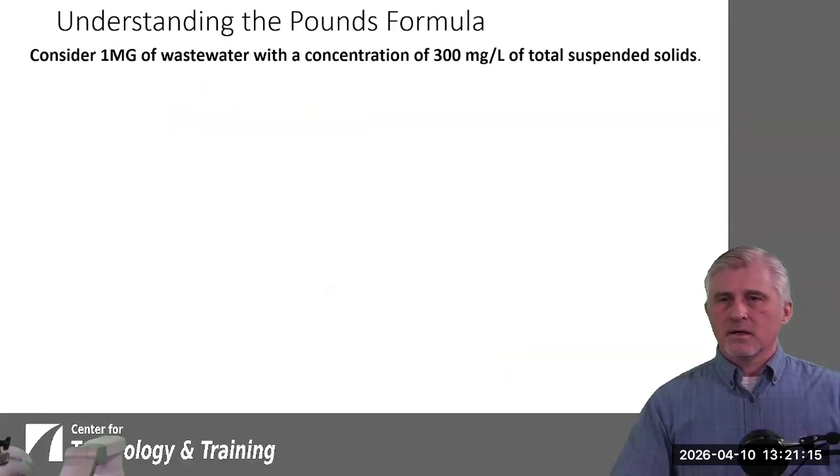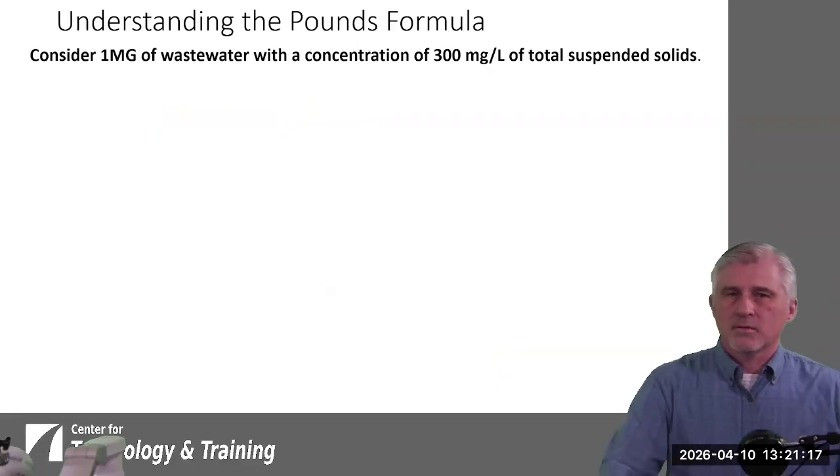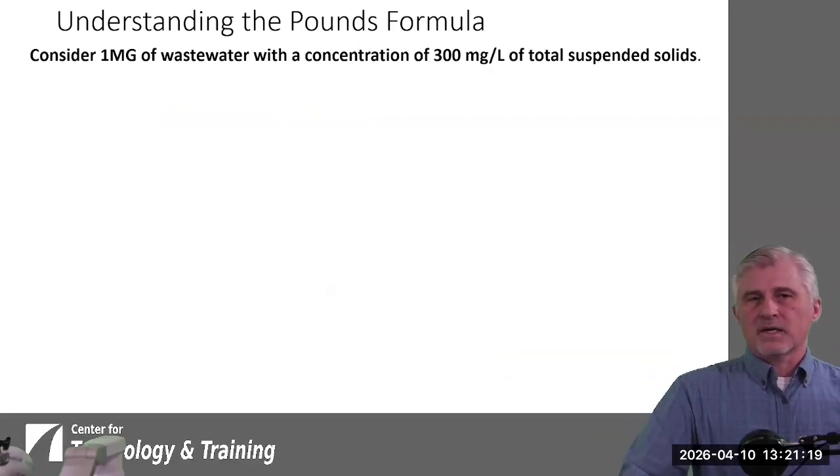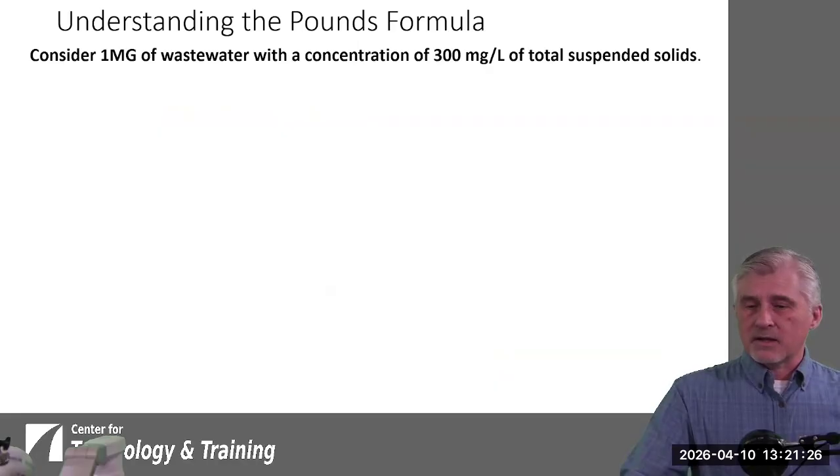So we'll look into the pounds formula a little bit more. We want to consider 1 million gallons of wastewater with a concentration of 300 parts per million of total suspended solids in this case.